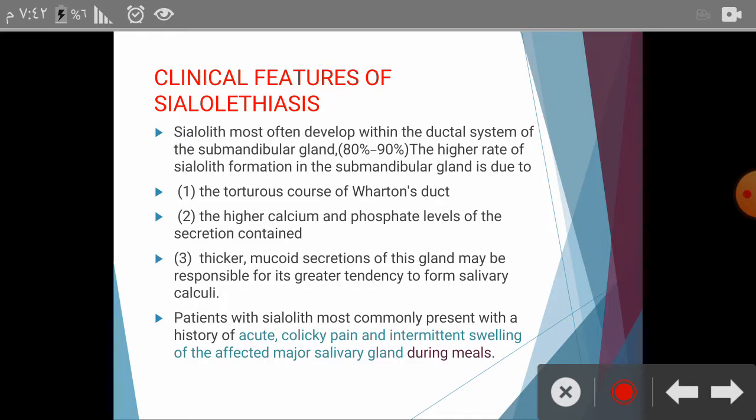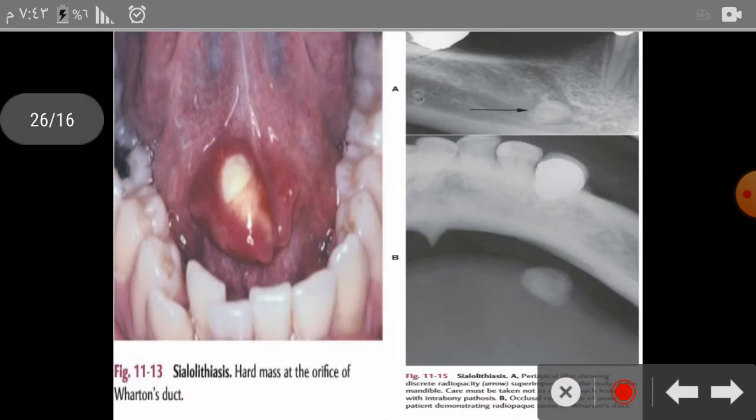The patient with sialolithiasis commonly presents with a history of acute colicky pain and intermittent swelling affecting the major salivary gland during a meal. This is the sialolith at the orifice of the Wharton duct, and this is the X-ray of the calculi.